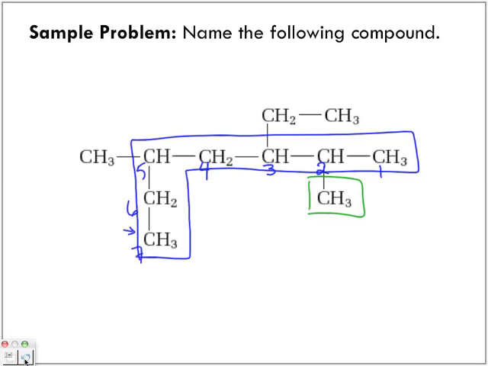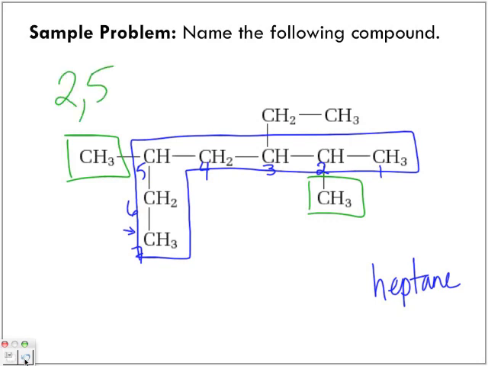So we know we've got 7 carbons, which represents heptane. We've got 1 methyl group, we've got another methyl group. So we've got 2 methyl groups, one at the 2, the other one at the 5. So we've got a 2 and a 5, and because there are 2 methyls, we put dimethyl, because there are 2 of them.